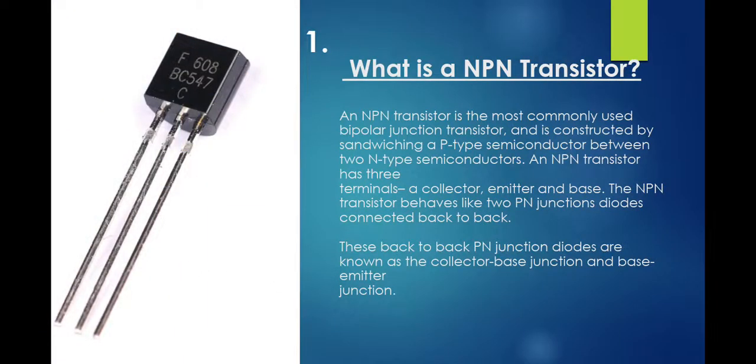What is an NPN transistor? An NPN transistor is the most commonly used bipolar junction transistor and is constructed by sandwiching a p-type semiconductor between two n-type semiconductors, and because of that it's called an NPN transistor. It has three terminals. Again a collector is there, an emitter is there, and a base is there. The NPN transistor behaves like two PN junction diodes connected back to back. These back to back PN junction diodes are known as the collector base junction and the emitter base junction.